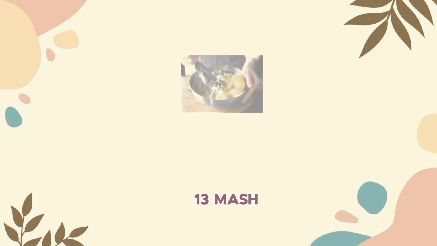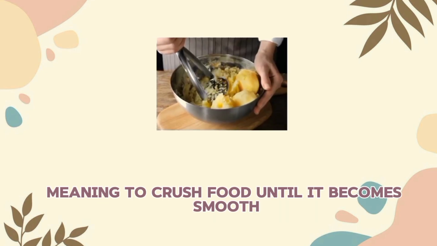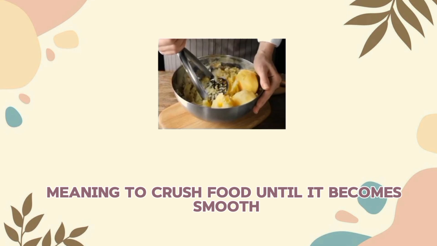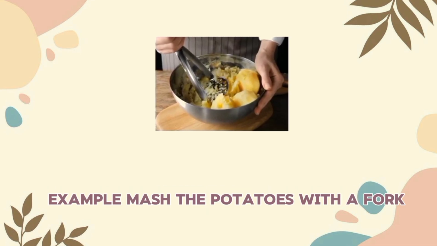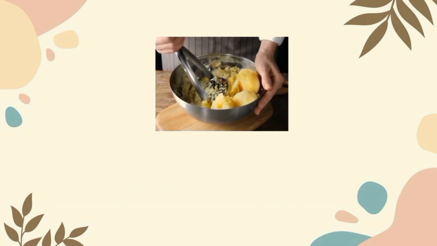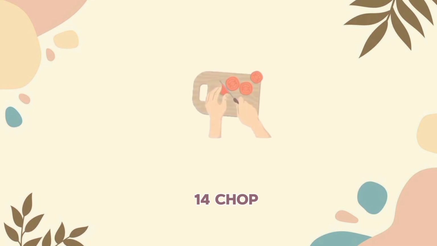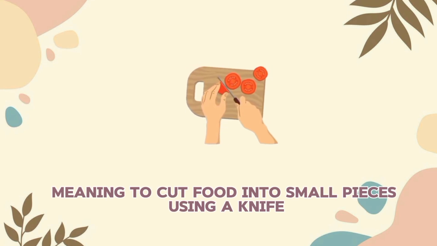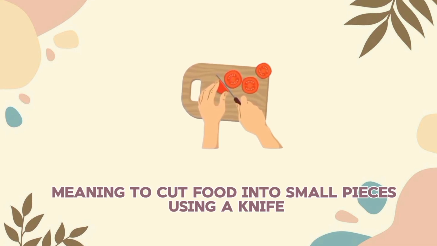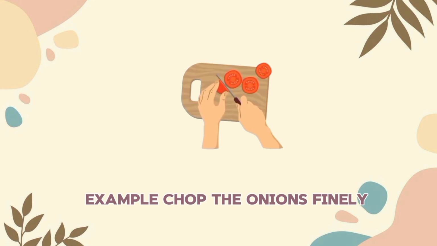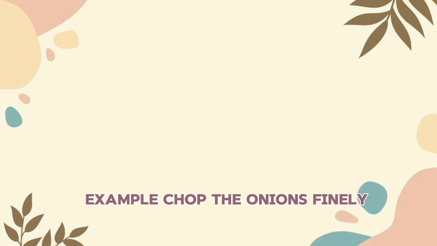13. Mash, meaning to crush food until it becomes smooth. Example: mash the potatoes with a fork. 14. Chop, meaning to cut food into small pieces using a knife. Example: chop the onions finely.